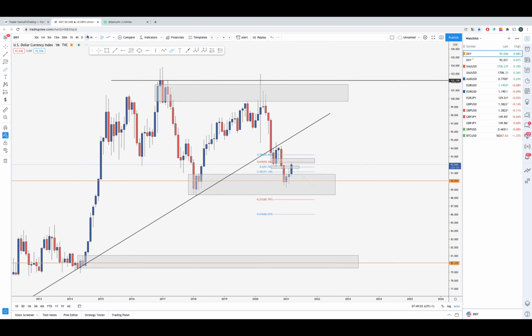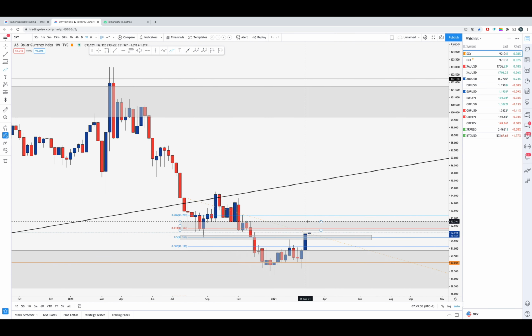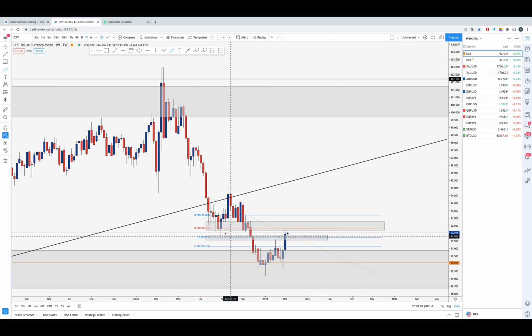Now let's have a look at the weekly chart. The weekly chart has two important levels. It's a 0.5, which previously acted as a resistance, but currently we broke through that level.